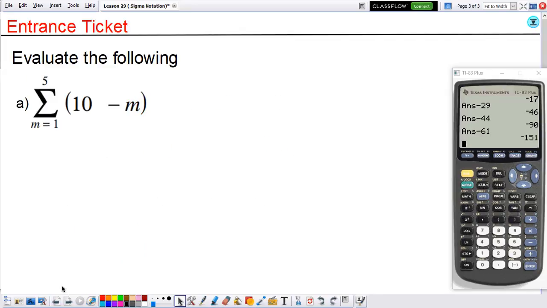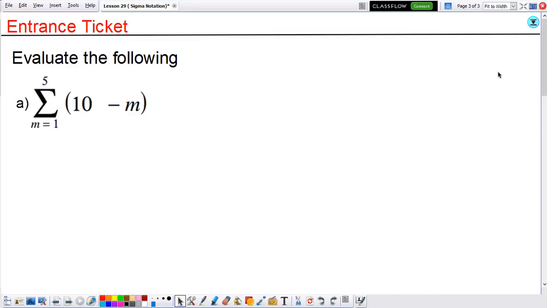So now, here's your entrance ticket. Just evaluate the following.